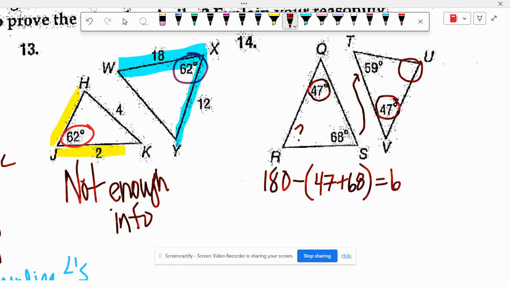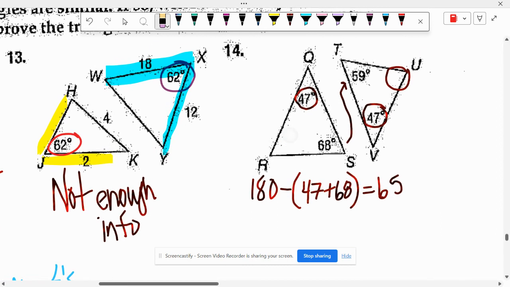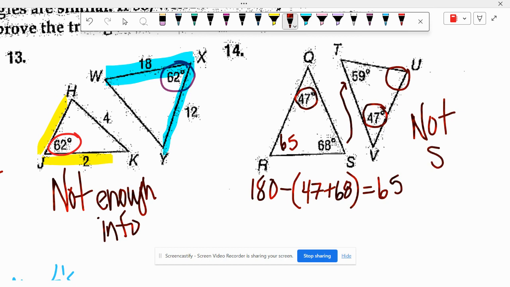What did I say? I'm taking 180 minus 47 minus 68. It equals 65. So that means that this measure right here has to be 65 degrees. Well, 65 doesn't equal 59 and 68 doesn't equal 59. So that means that these are not what? These are definitely not similar. Not similar.